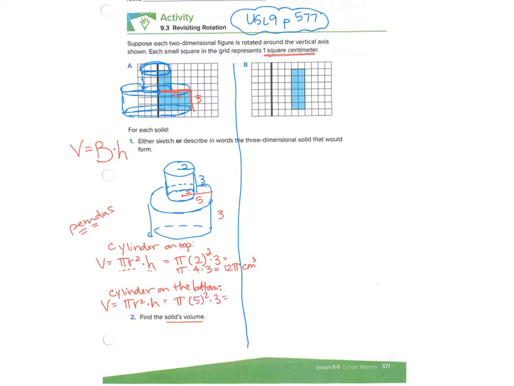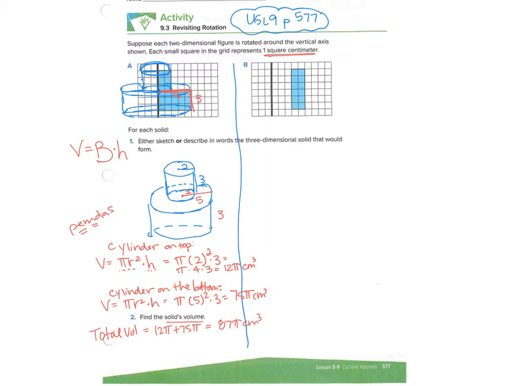So that is 25, because I have to do 5 squared first. 25 times 3, or 75 pi centimeters cubed. So the total volume is the volume of both cylinders added together. So in this case, it's 12 pi plus 75 pi, which comes out to be 87 pi centimeters cubed.